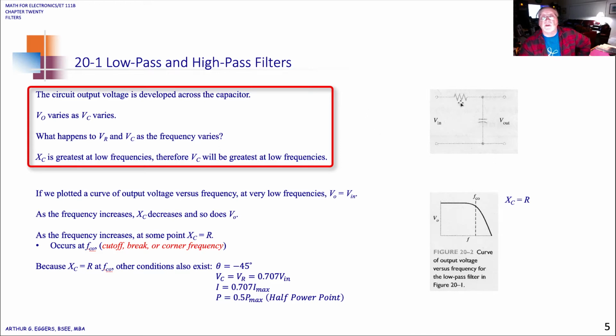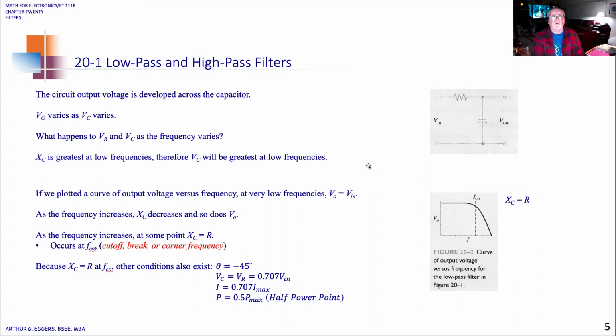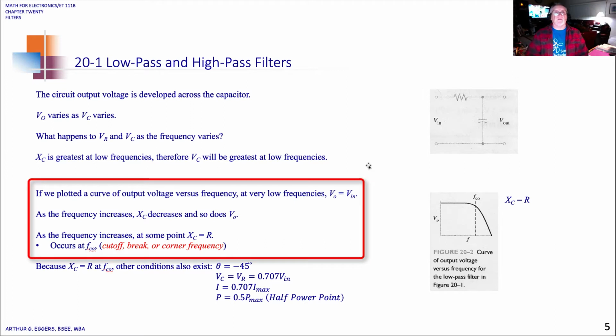What happens to the resistor and the capacitor as the frequency varies? Well, X sub C is the greatest in this case at low frequency. So the capacitive reactance, which is the ohmic value, is greatest at low frequencies. Therefore, V sub C will be the greatest at low frequencies. So at low frequencies, it starts choking the current flow through that capacitor. If we plotted a graph of the output voltage versus the frequency, we would see at very low frequencies V out equals V in.